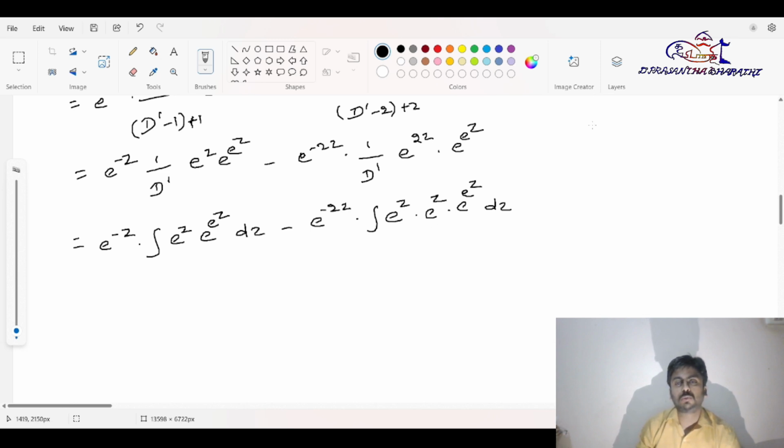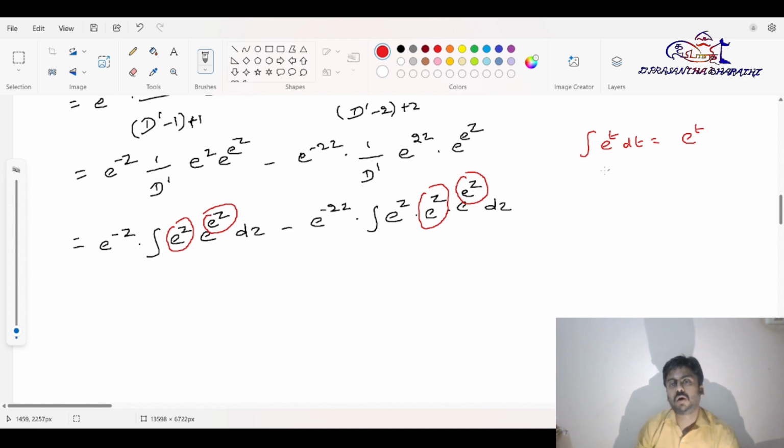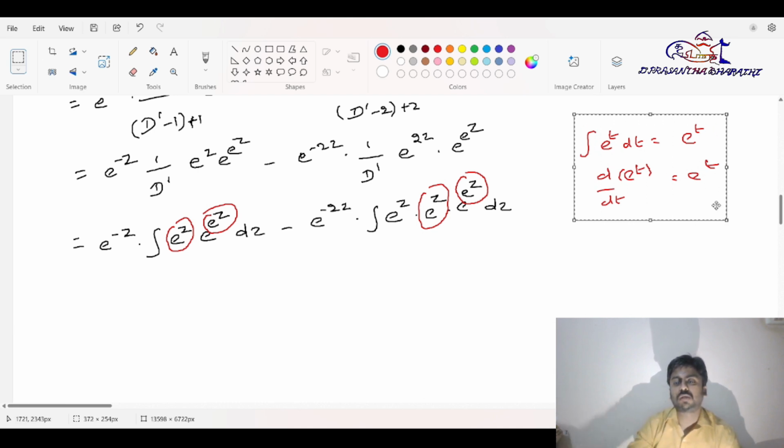So now I want to look into something which is common. What is common? This e power z is there and you are having e power z here, and here also some e power z is there and you are having some e power z. I know that integration of e power t dt equal to the same e power t, or the differentiation of e power t is also the same. I know these two things, so I want to utilize one of these two things. So let us see what I am going to use.